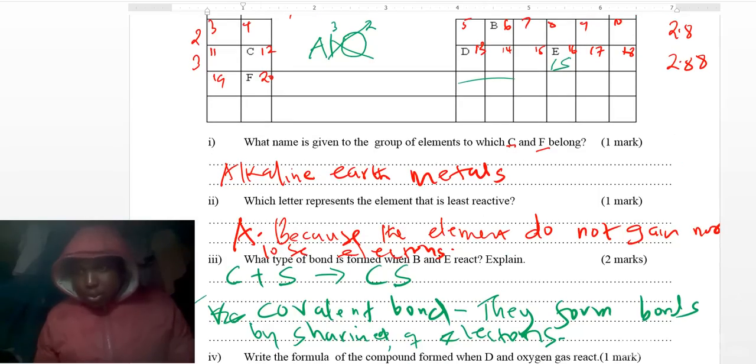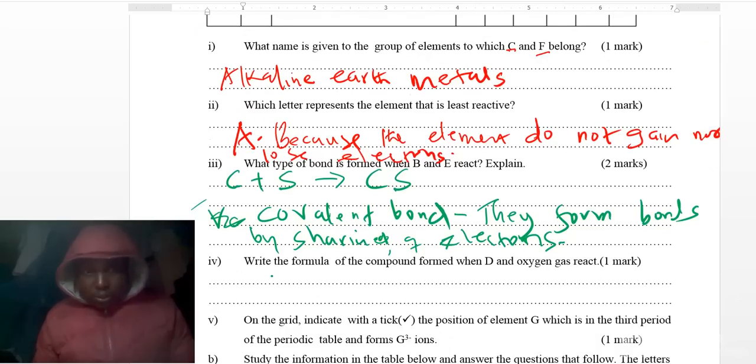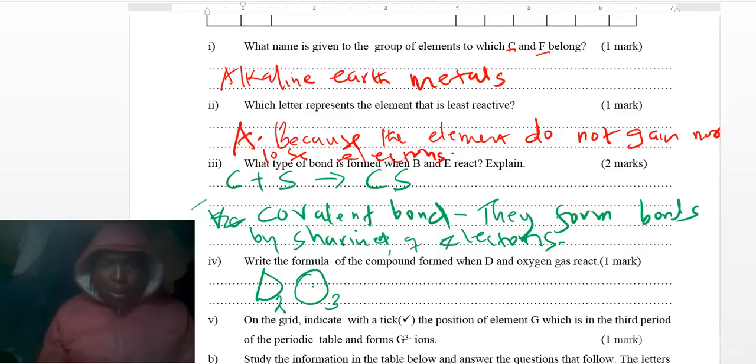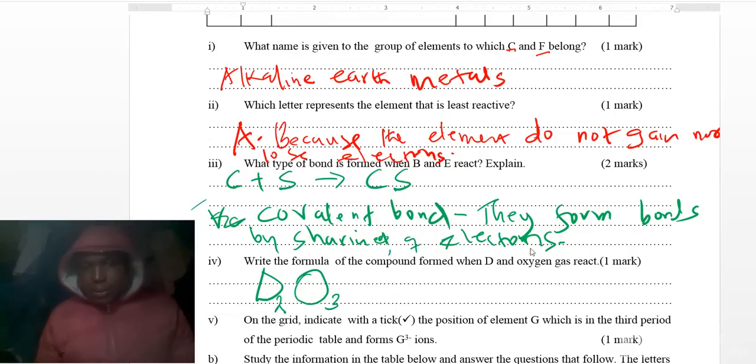And then you need to use the letters that were given. Therefore, it is going to form D, which represents aluminium, and then oxygen. So for oxygen we put 2 here, and for aluminium we put 3. So this is the formula of the compound that is formed.